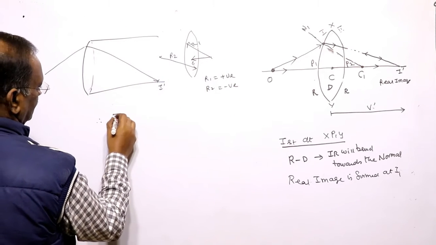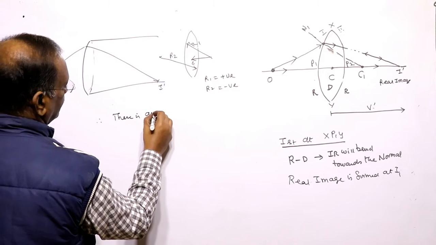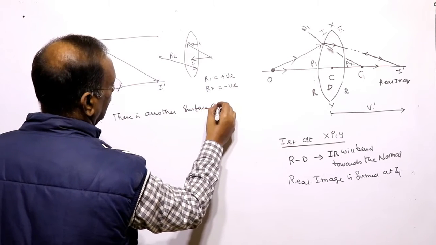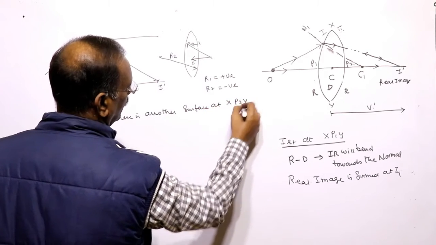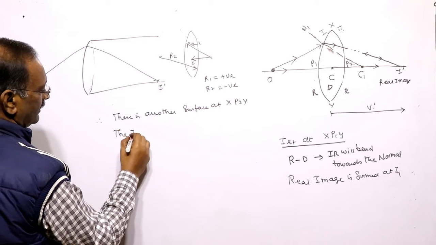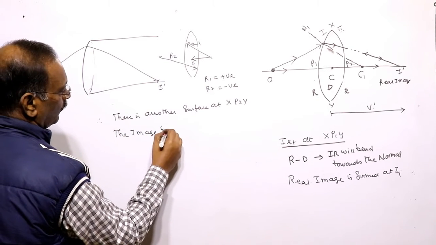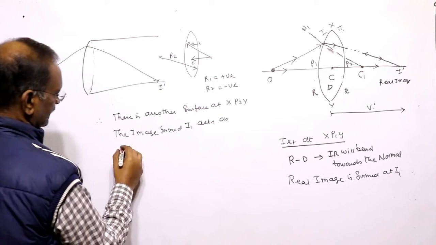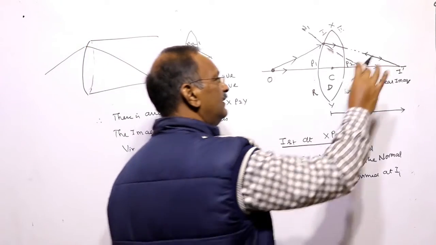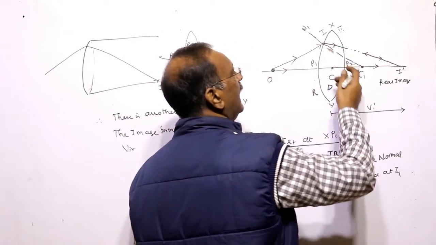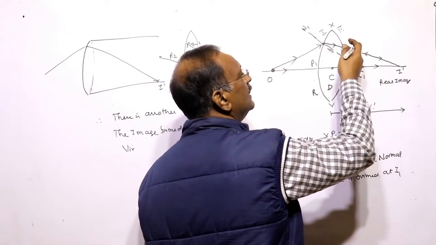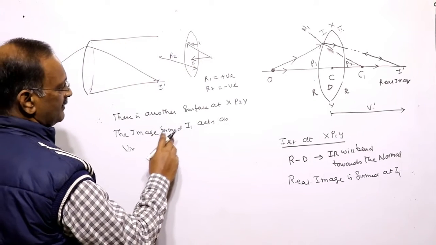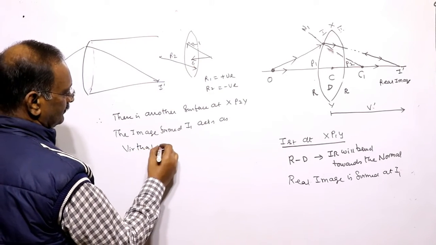Therefore, there is another spherical surface at X, P2, Y. The image formed, I1, acts as a virtual object. It is a real image formed here, but this real image acts as a virtual object for this surface for refraction to take place.